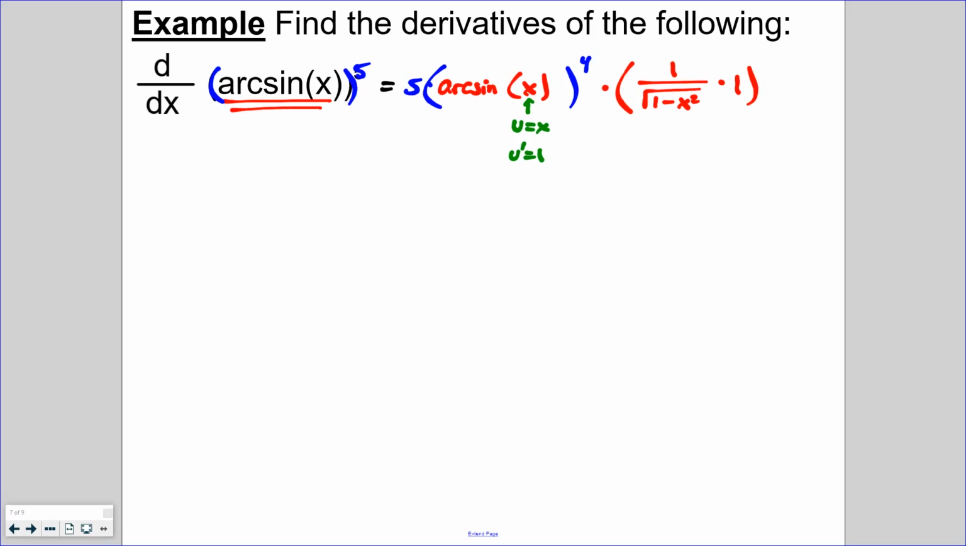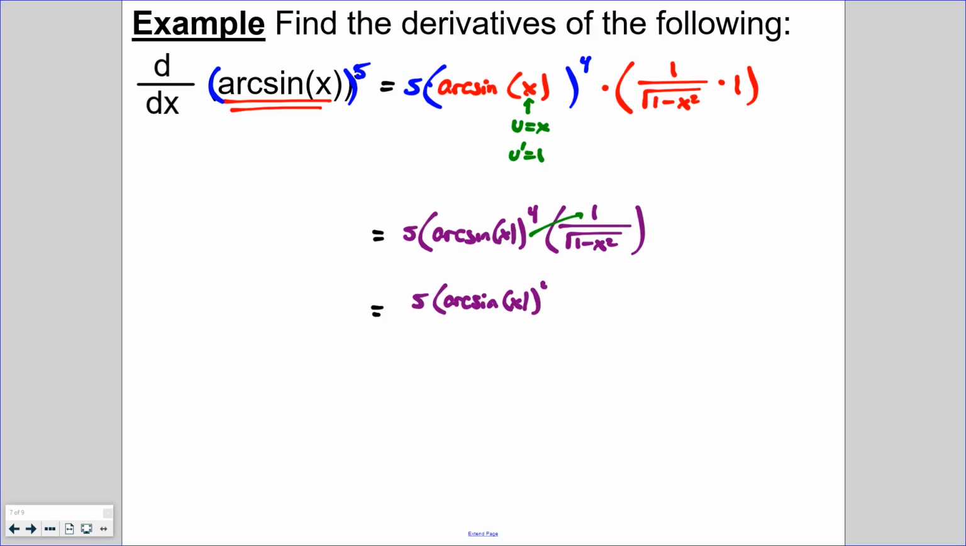And then we can continue to simplify this down. So we are going to have 5 times arcsine of x raised to the 4th power times 1 over the square root of 1 minus x squared. Then we can multiply the 5 arcsine of x to the 4th power into the numerator, giving us our final simplified derivative of 5 arcsine of x to the 4th power all over the square root of 1 minus x squared. Boom, boom, boom. Done.